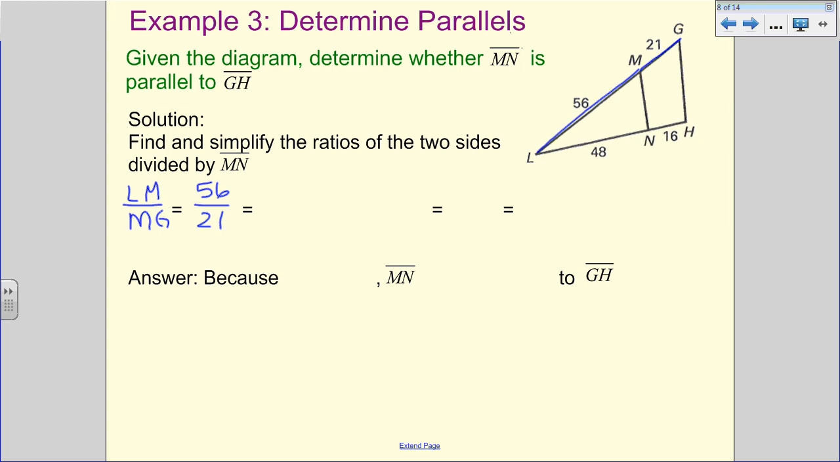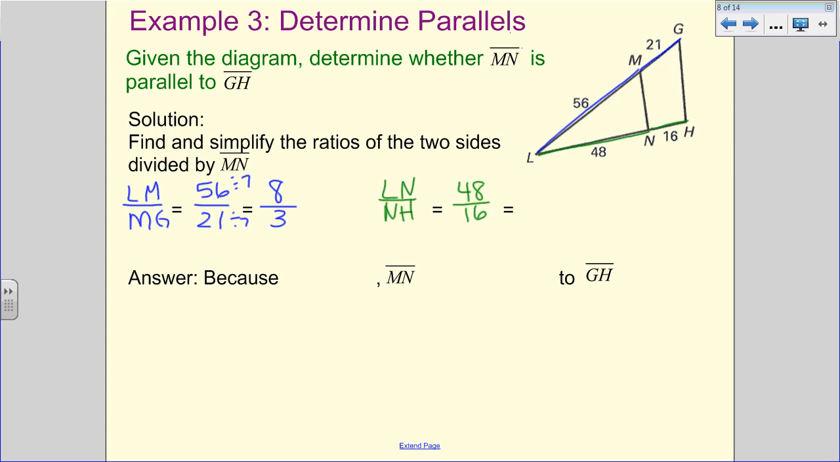56 over 21, I see that those are both divisible by 7. So we divide each of them by 7. We get 8/3, and nothing divides into 8/3, so that's our simplified ratio. If we take a look at the next side, we have LN, and we're going to compare that to NH. So we're going to write a ratio with that. LN is 48, and NH is 16.